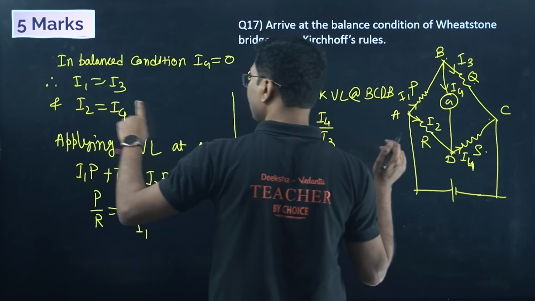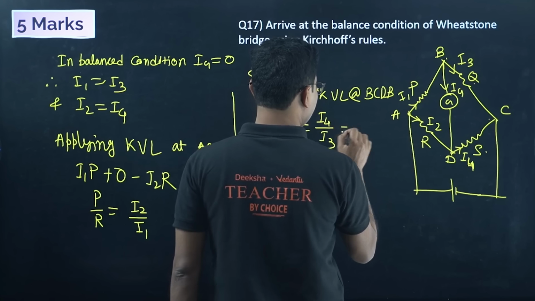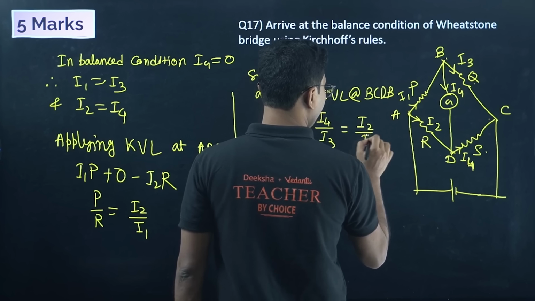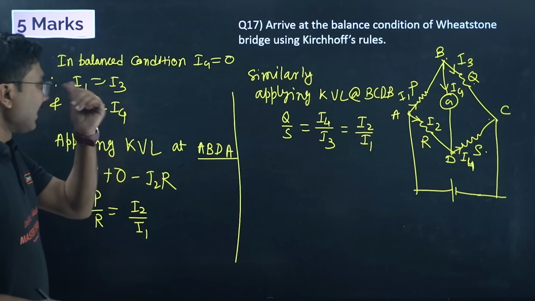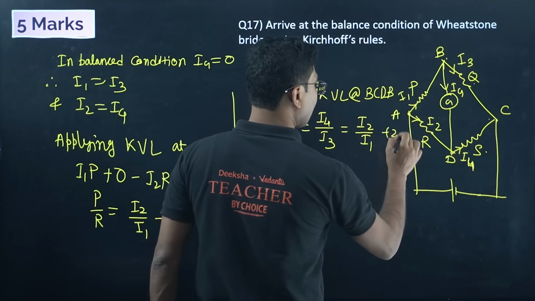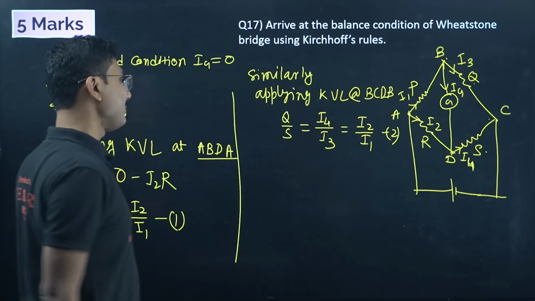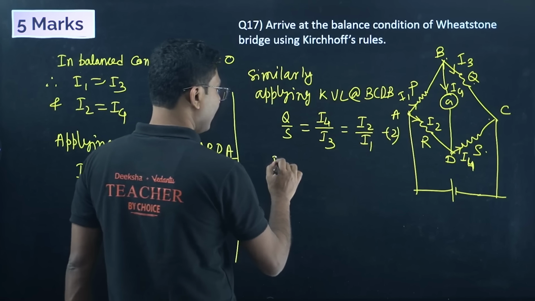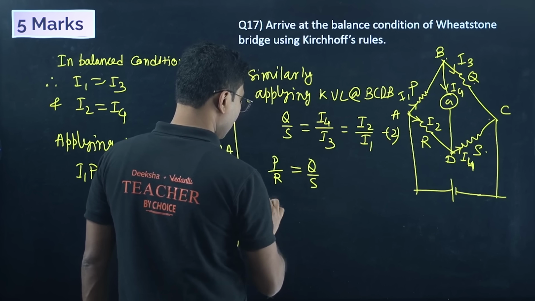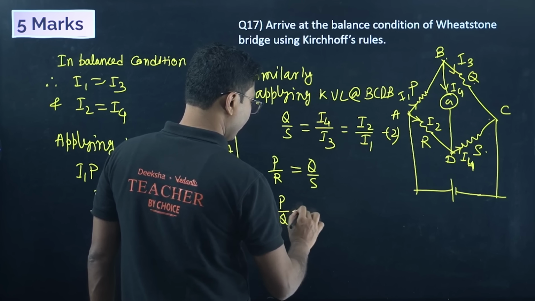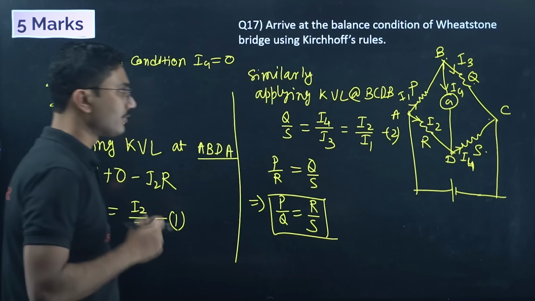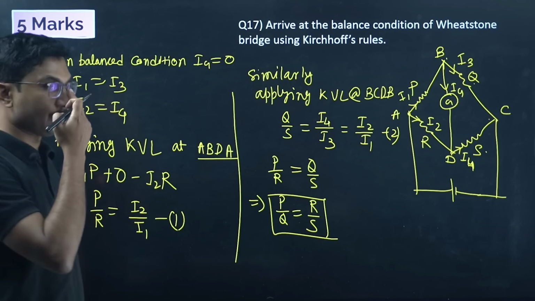Now we also know that I1 equals I3, so we can write this as I4 equals I2, so I2 by I1. If you see that equation number 1 and equation number 2, right hand sides are the same, so comparing these two we can write P by R equals Q by S, or P upon Q equals R upon S. This is the balanced condition for Wheatstone bridge. Very easy, very small, very simple.